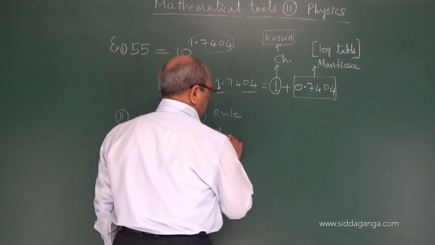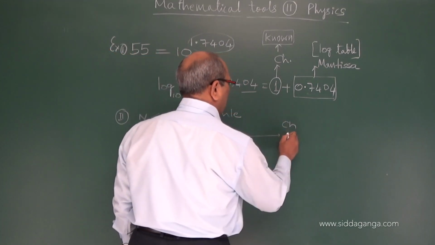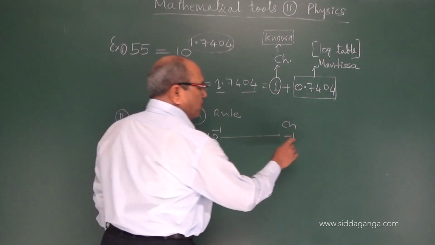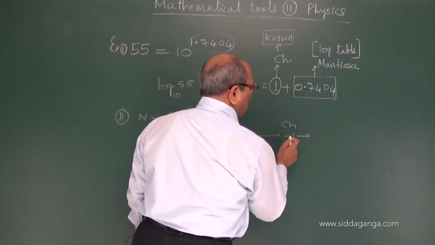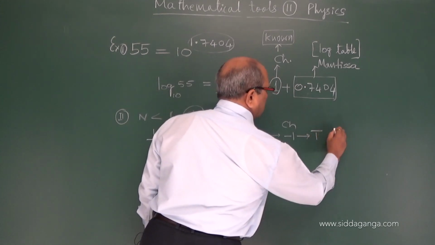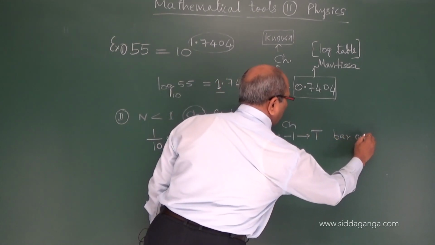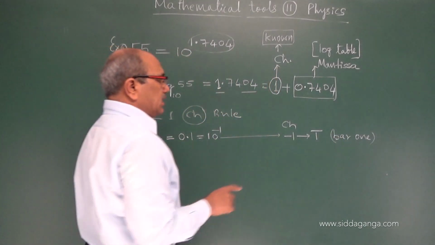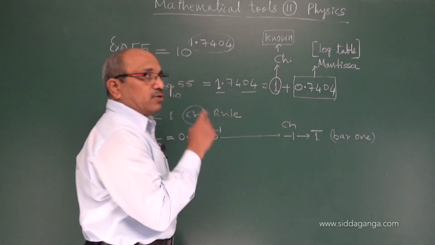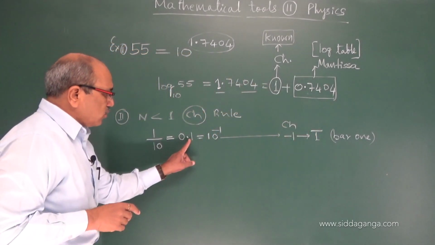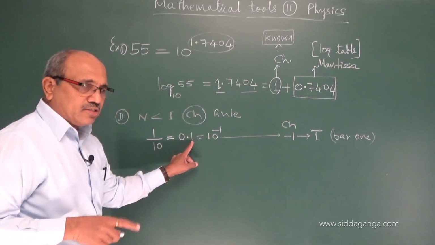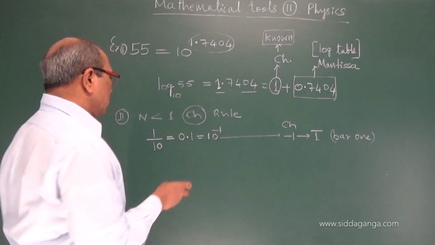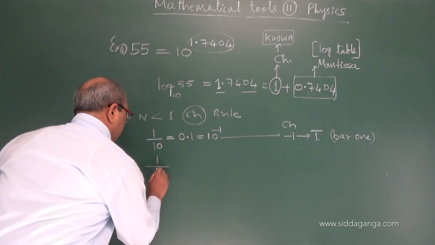So now I can write the characteristic as minus 1. This power, 10 power, we take as a number. But usually in log, we write this as bar 1. We write a line on the top, and read it as bar 1. It's a negative characteristic. How many zeros are you finding between the decimal point and the first non-zero digit? No zeros. No zeros plus 1, bar 1 comes.